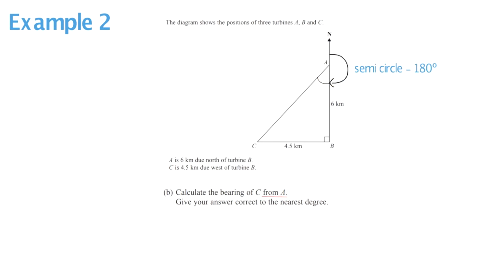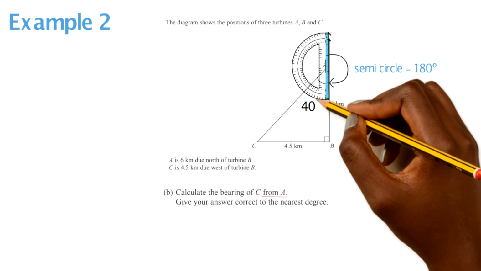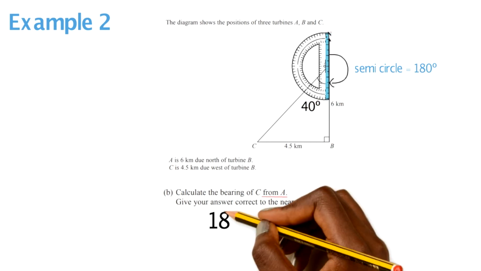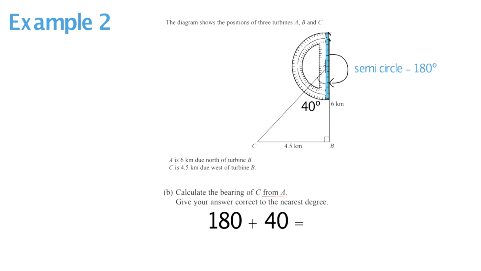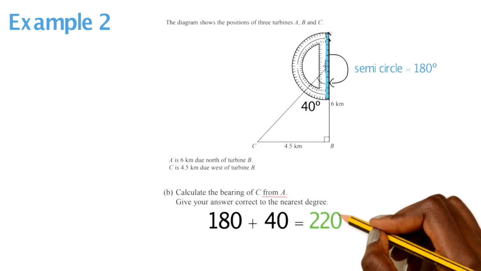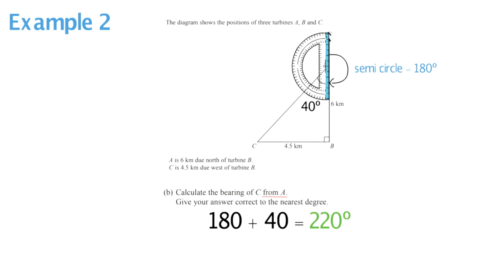Then for the rest, to actually reach that line, we need to use our protractor to work out the actual angle. So within that triangle, the angle is 40 degrees. Add that onto your 180 and that leaves you with an answer of 220 degrees.